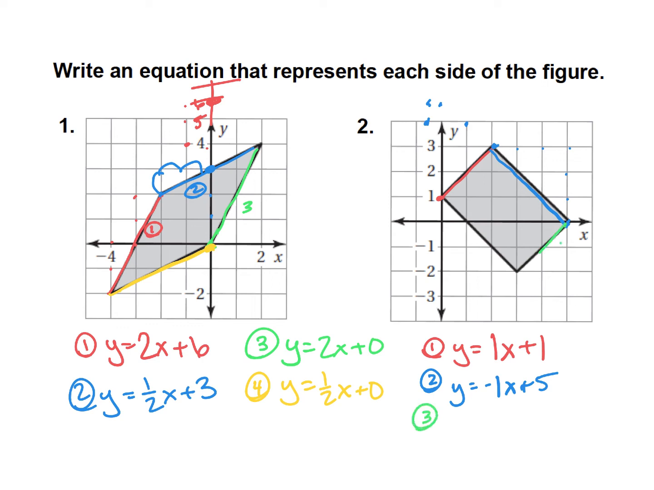Line 3, again, it's parallel, so I know it's going to be y equals 1x. And I'm going to keep going down. It would cross down here, so that's negative 4. That would be negative 5, so minus 5. And our last side, again, parallel with number 2, so that's y equals a negative 1x, same slope. And this one we know crosses at +1. So there's our equations. And you'll be doing this on your homework.